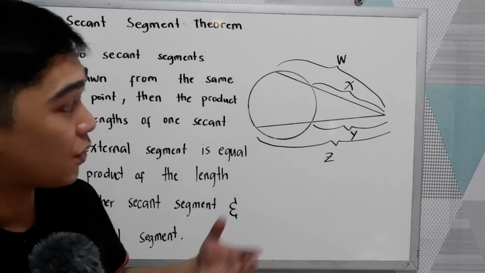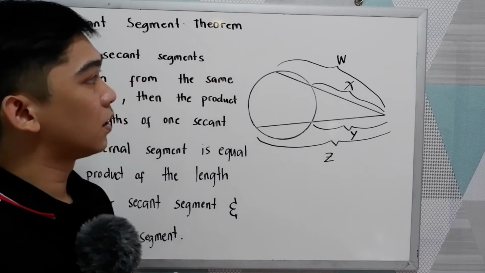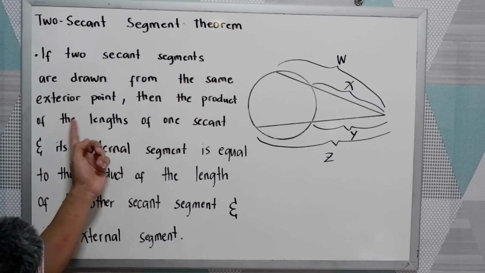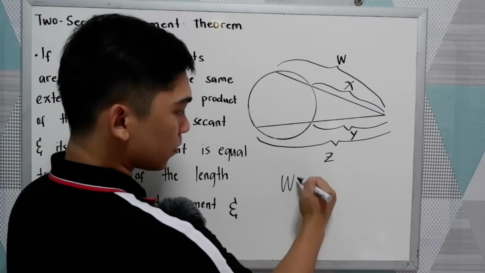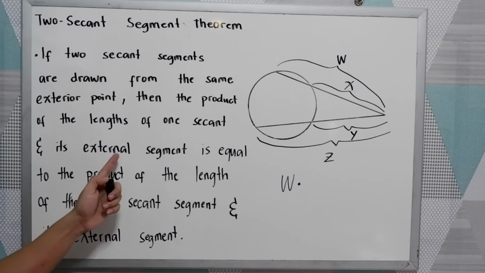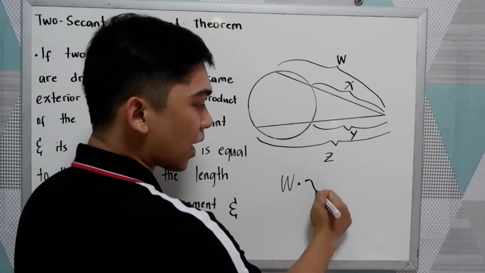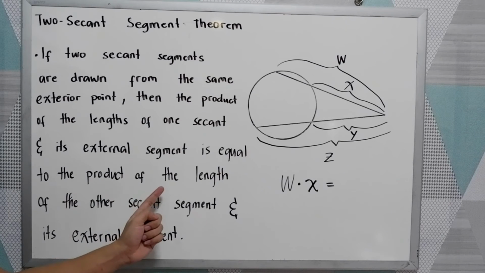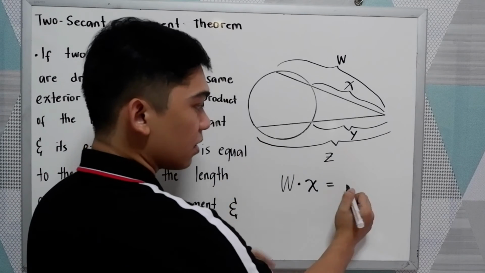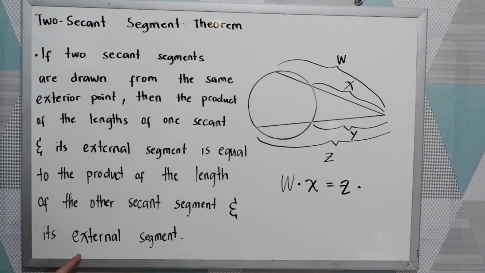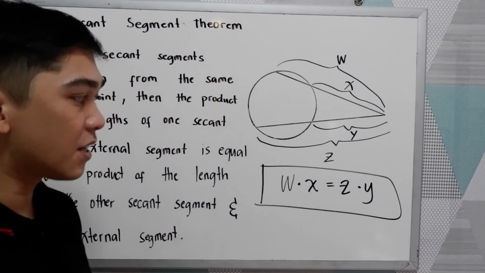To better understand, let's have this illustration. We have two secants, 1 and 2. The product of the length of one secant, let's say our first secant is w, and its external segment is x. So w times x is equal to the product of the length of the other secant segment, say z, times the external segment. The external is y. That would be our formula in the given theorem.